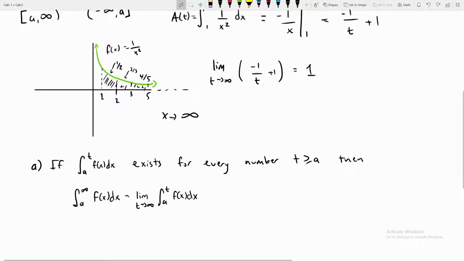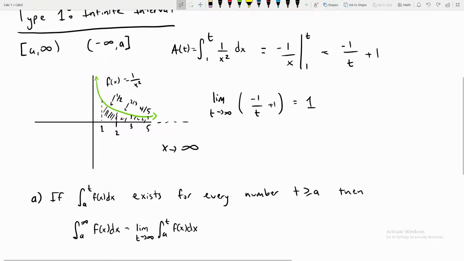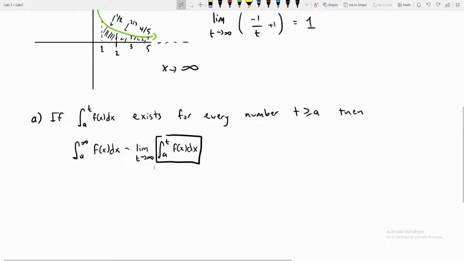As we saw from this example, that's what we did. All we did was compute this part first, and then we took the limit of that later. So we've already done it sort of over here. Now this holds provided that, obviously, the limit of that integral does exist.